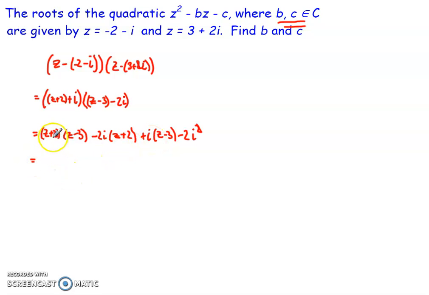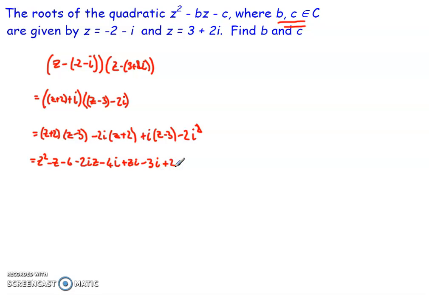So this first bit here, z plus 2 times z minus 3, I get z squared minus z minus 6. I've then got minus 2iz. I've then got minus 4i. Multiply out this bracket here: I've got plus zi minus 3i. I've then got minus 2i squared. i squared is negative 1, minus 2 times minus 1, so I've then got plus 2.